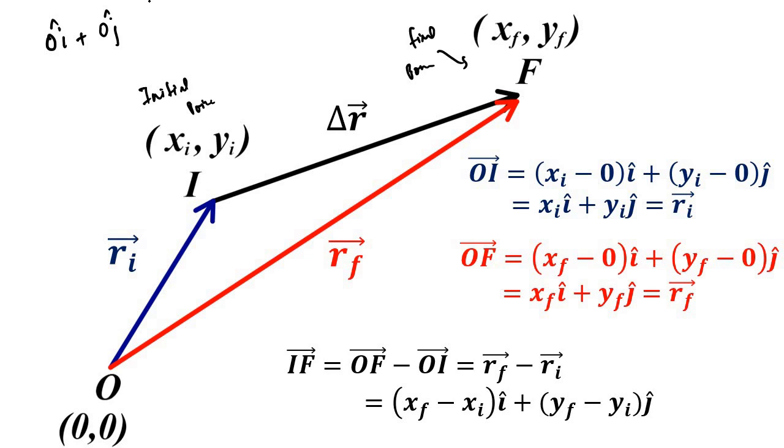For the OF vector, the head represents the final point and the tail represents the initial point. Similarly for the IF vector, F is the head, the final point XF, YF, and I is the initial point, the tail, defined by the position coordinates XI, YI. So that's why it is XF minus XI i cap plus YF minus YI j cap. Okay, so it's clear up to here. So we have defined the displacement vector.